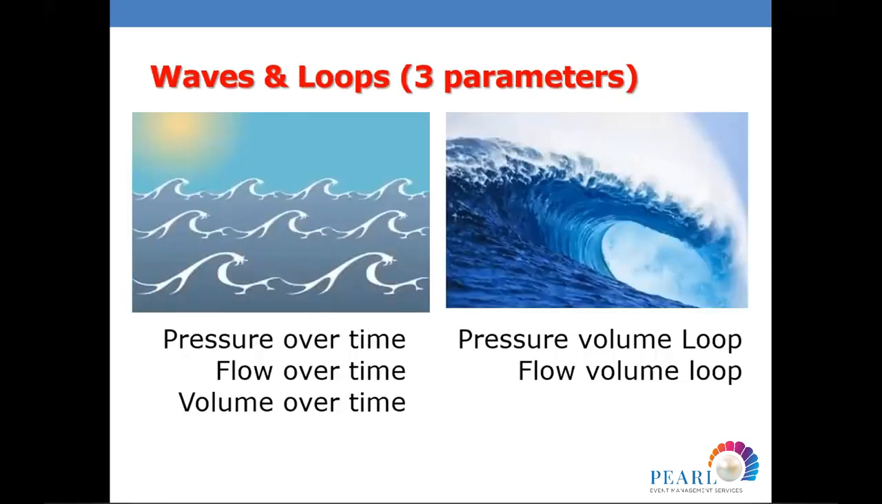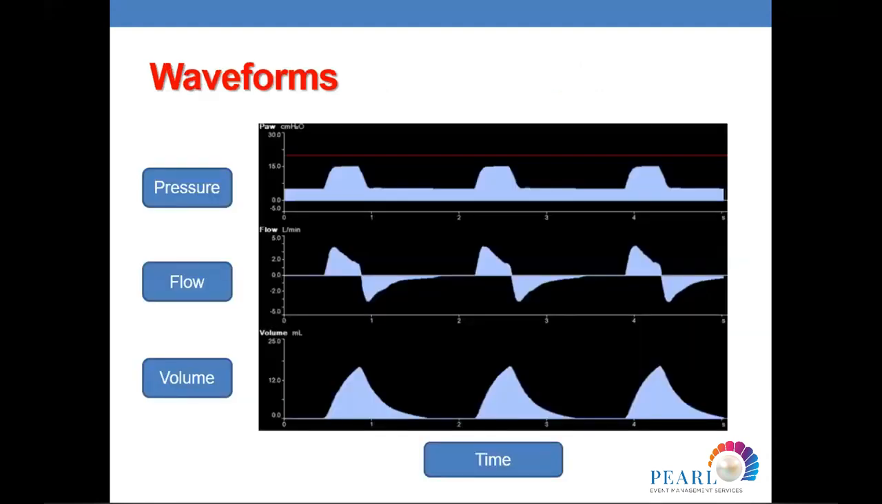Now after this simple basic, we will come to the actual topic, the waves and the loops. The waves are parameters compared to time, either pressure, flow, or volume. But in the loops, you are comparing two different parameters, either pressure to volume or flow to volume. So for the waveforms, we have 3 waveforms, and as we said, they are related to time.